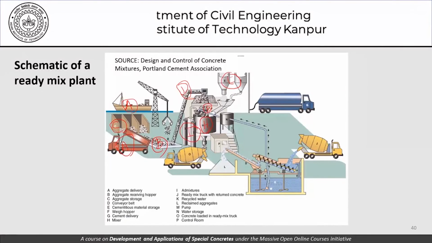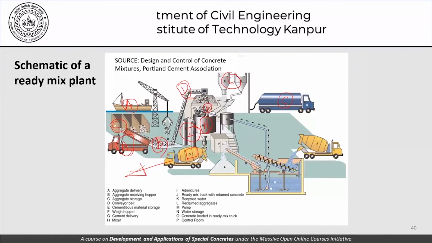Now once the concrete has been mixed here, we have O, which is the ready mix concrete agitator truck ready for dispatch to the site. Now apart from this operation, which is one side, which is the manufacture of concrete and its delivery to site, we have this part here, which is designated as G, which is the cement being brought into the plant and being stored in the silos.